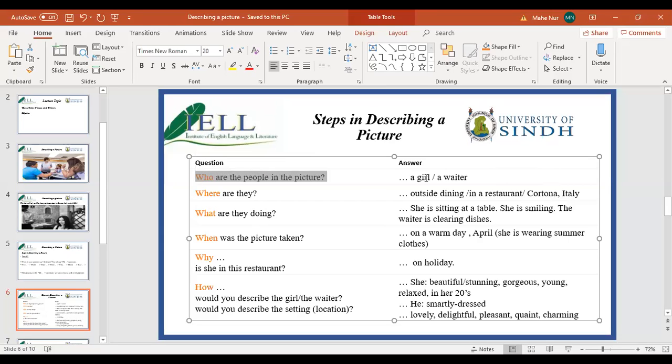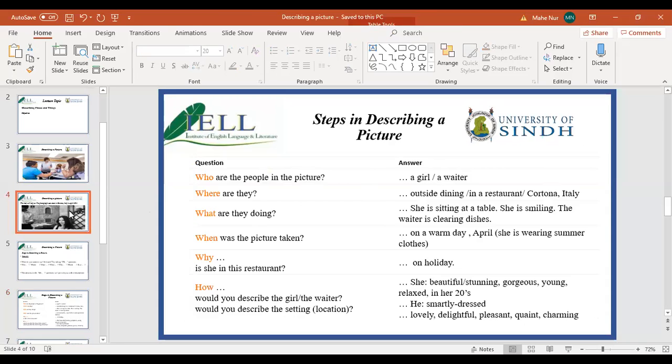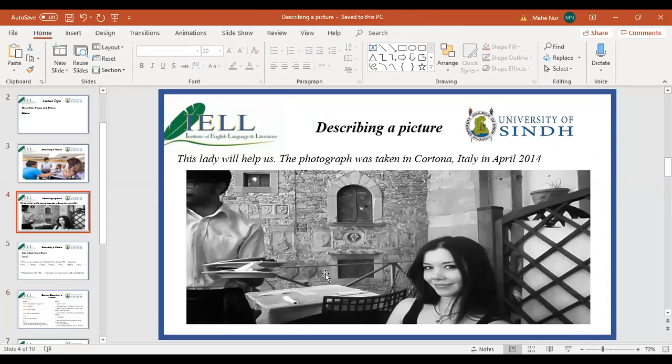Okay, look at this one. See, a waiter and a girl. Now go back to the picture again. So what do you see in this photograph? How many people are there? Two, a girl and a waiter. Okay, this is the first question you should be asking.